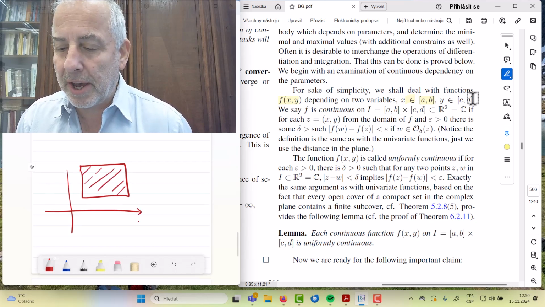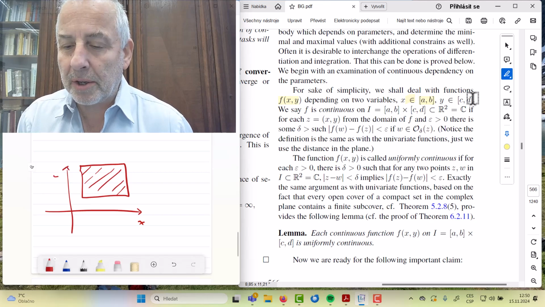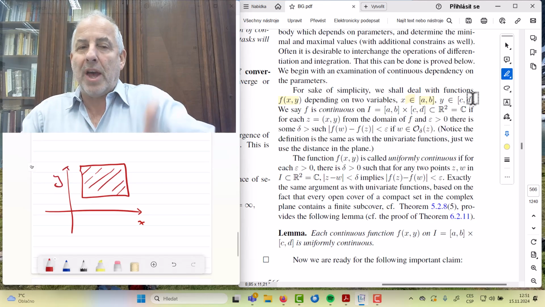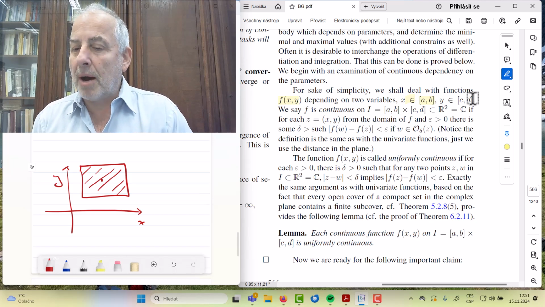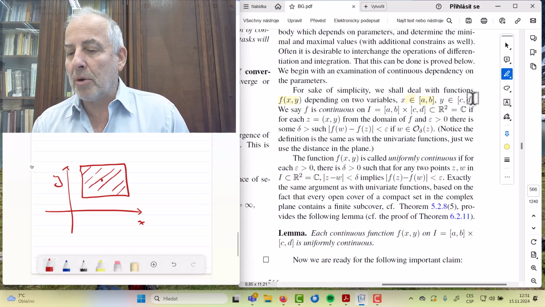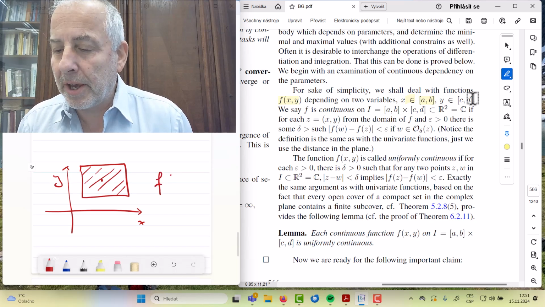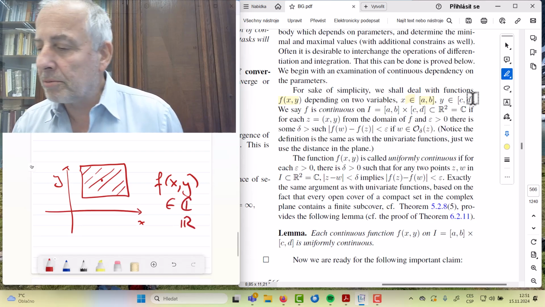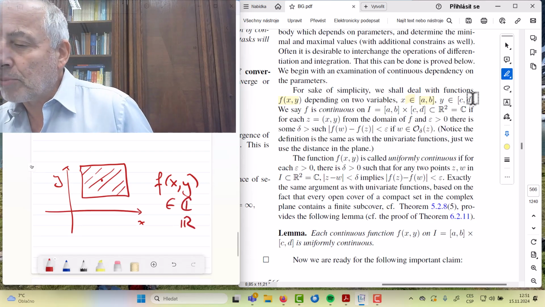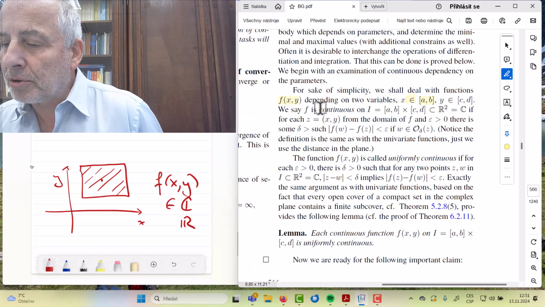And here is the x, here is the y. And over that, we would have a function. So in each point there is some value of our function f. F depends on both x and y, and could be, say, complex or real or something like that. Right, and we say that f is continuous.